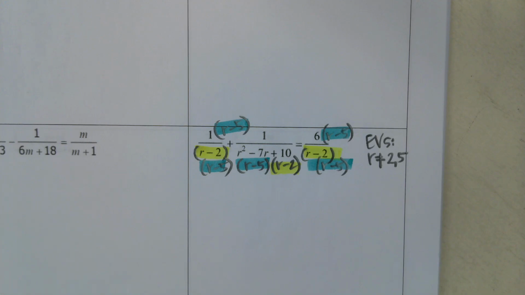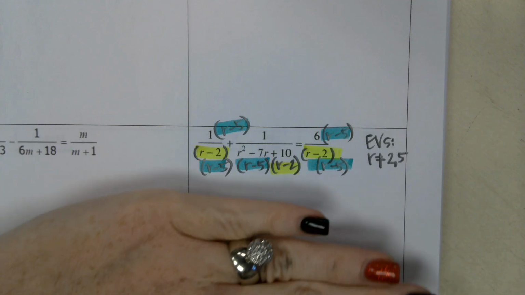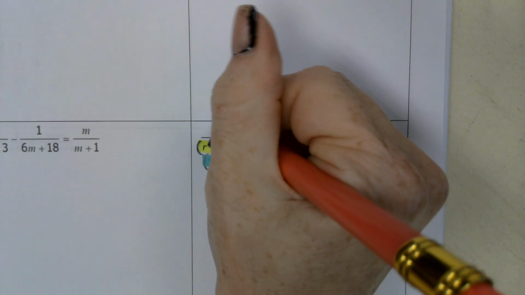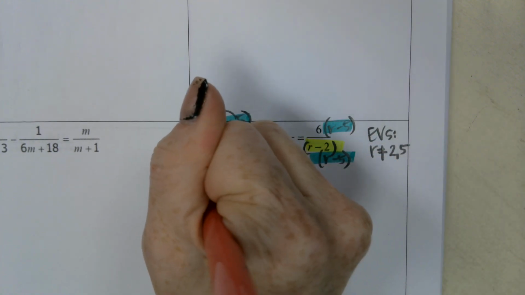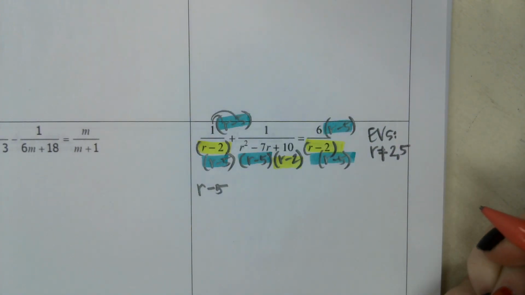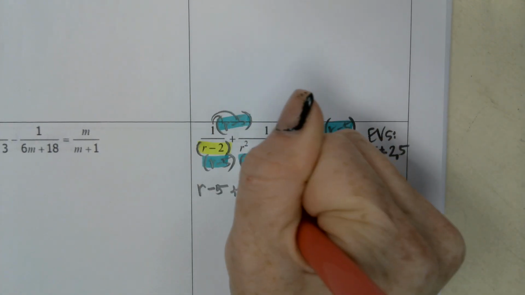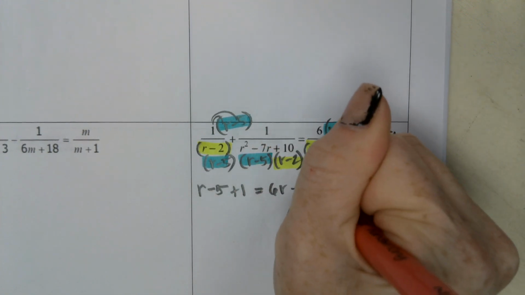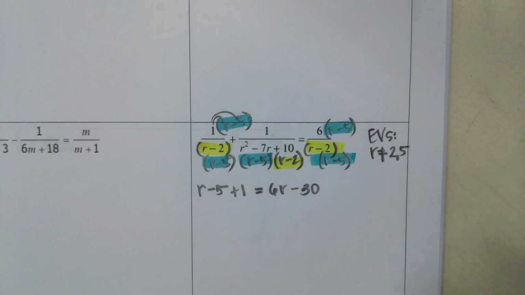What do I do now? Discard it. Yeah, I've got everything I need. So if I were to distribute a 1, nothing changes. So that's just an r minus 5. And I've got a plus 1 right here. And then I get 6r minus 30.